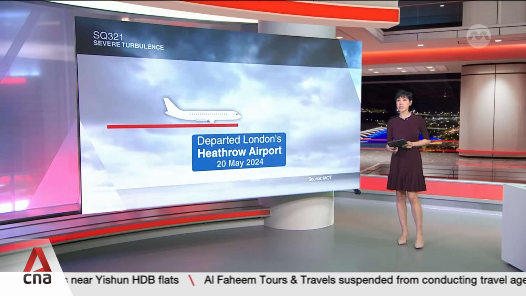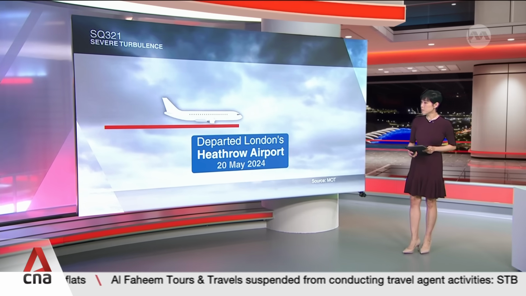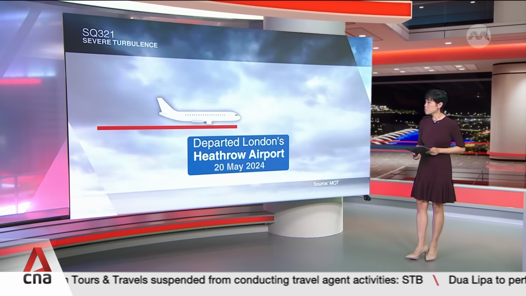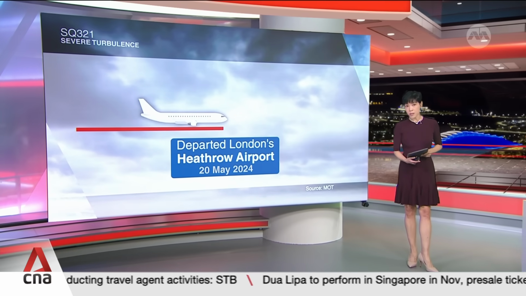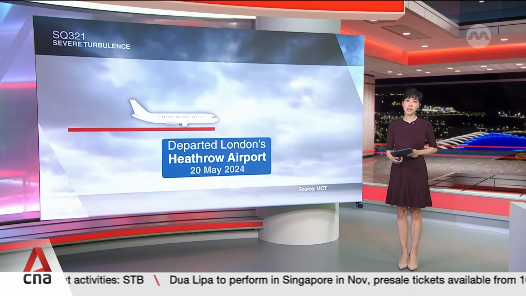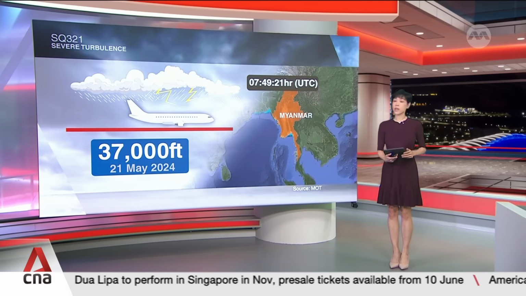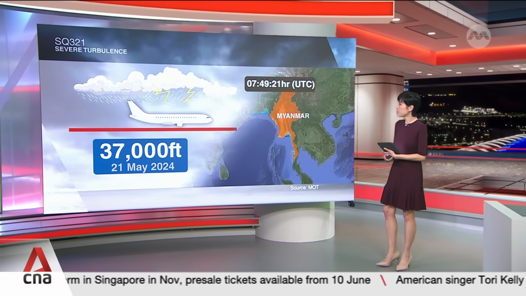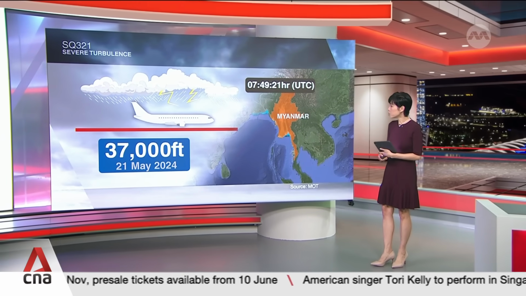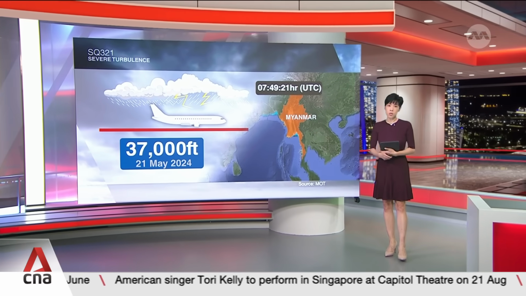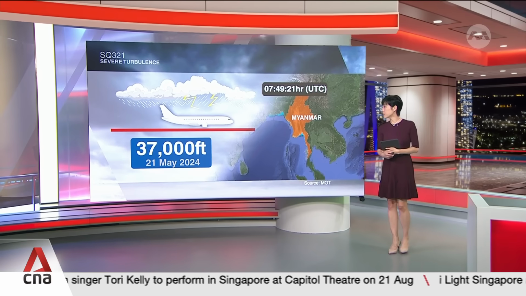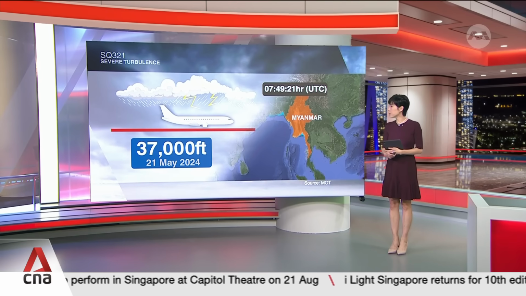SQ321 departed London's Heathrow Airport on the 20th of May with 221 passengers and 18 crew members on board. The flight was smooth before it hit turbulence. The aircraft was flying over southern Myanmar at 7:49:21 UTC, or Coordinated Universal Time. This was about 10 hours into flight. It was cruising at 37,000 feet.